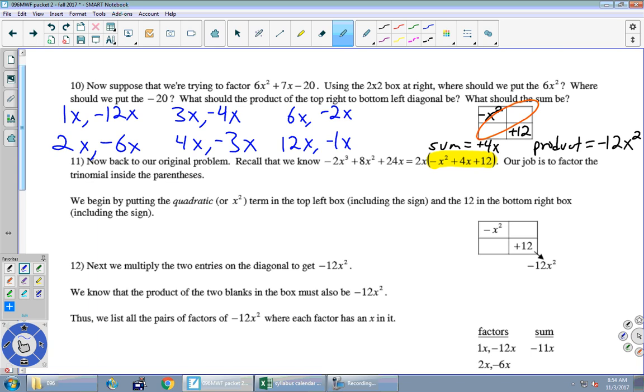And that's it. We have listed every single possible pair of factors that multiplies to negative 12x squared, again, ignoring fractions, and we're never going to put fractions in there. How many pairs did we end up with?